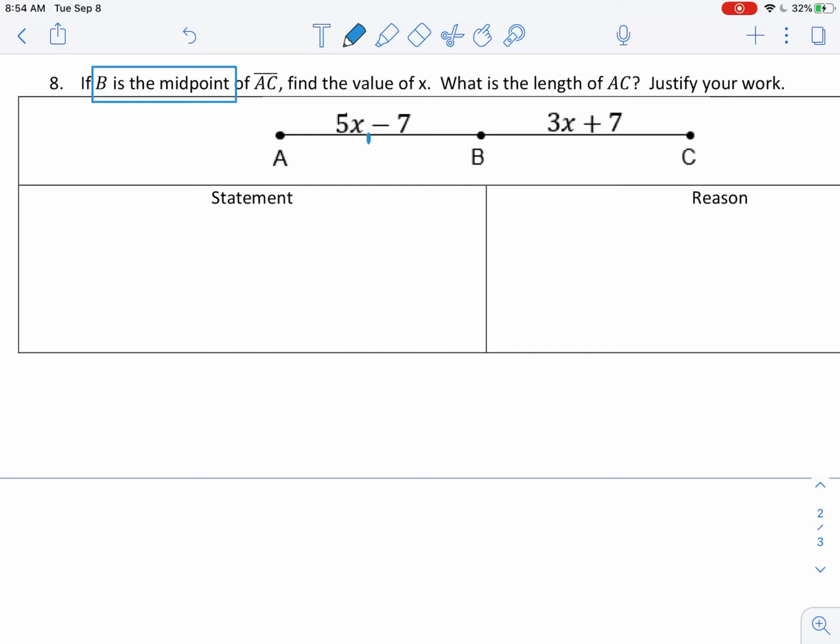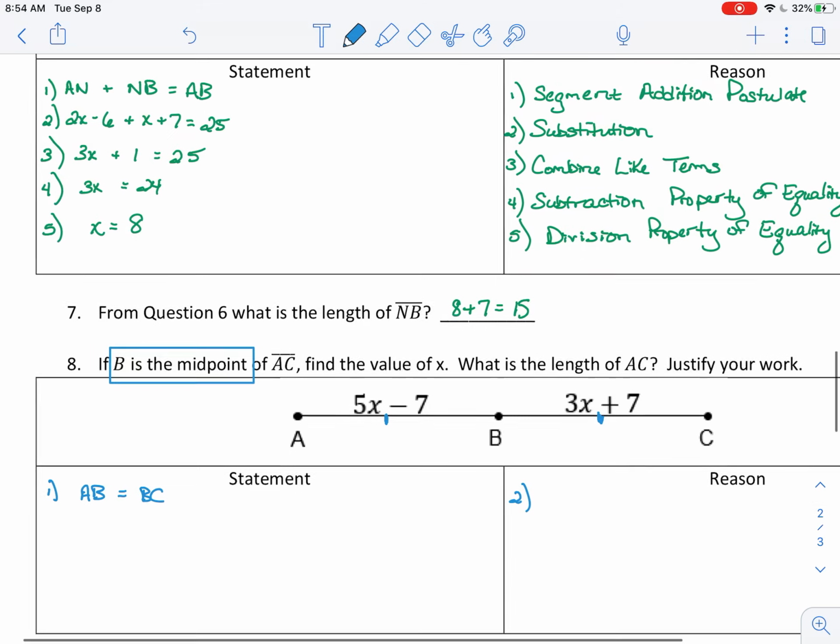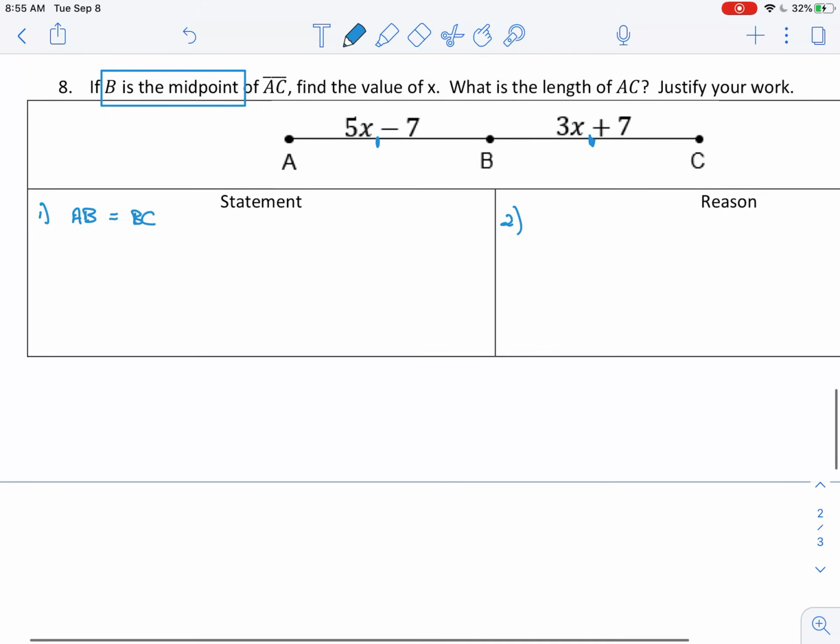So AB's length has to be the same as BC's length, which means I'm going to start out with that. AB's length has to be the same as BC's length. So it starts out a little different than this last one. The last one I added segments. I'm not adding segments here because I have no reason to add them. I don't know what they equal.